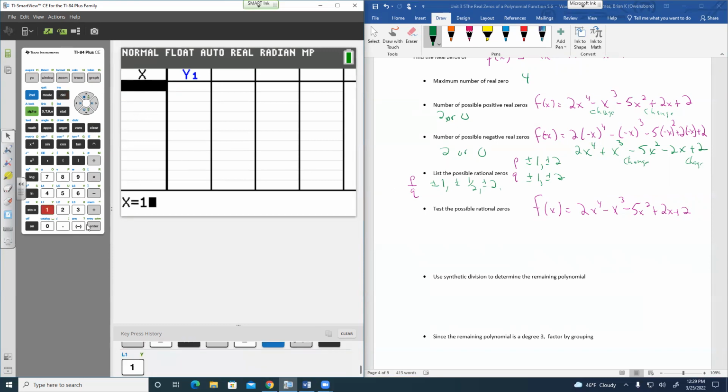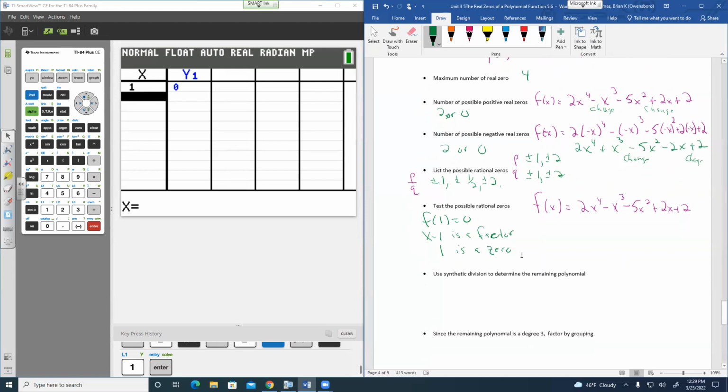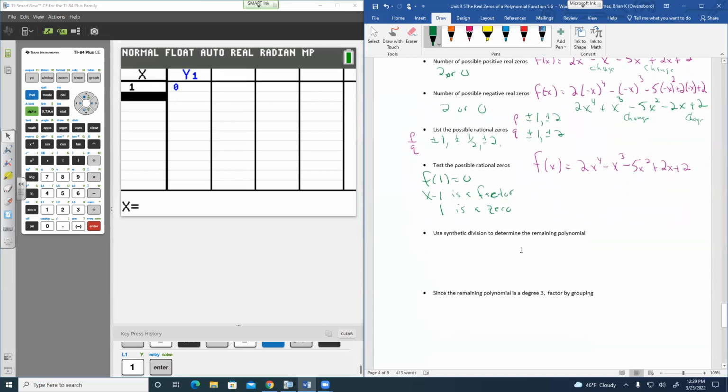Let's see what happens. Notice how 1 does work right off the bat. So we really don't have to do a whole lot of testing here. So we found that f of 1 is equal to 0. So that means that x minus r is a factor. X minus 1 is a factor. And 1 is a zero. So what I can do here is, since I found a rational zero, I can use synthetic division to pull that out.